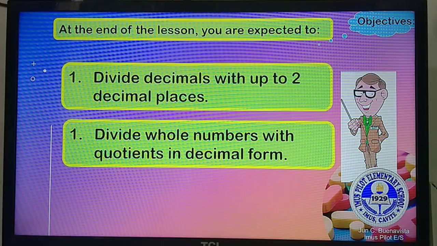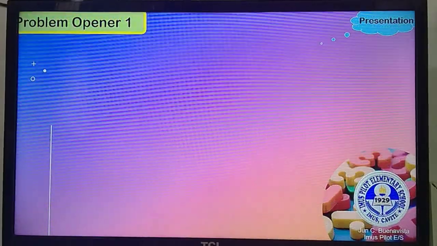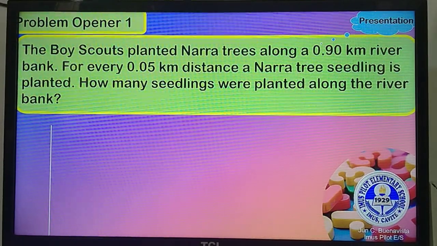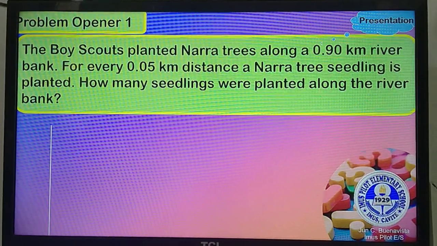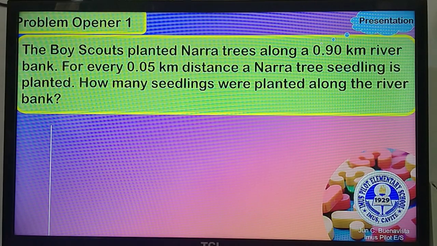Okay, now, I have here a problem opener. For problem opener number 1, this is for our lesson number 1. The Boy Scouts planted narra trees along a 100-kilometer river bank. For every 500 kilometer distance, a narra tree seedling is planted. How many seedlings were planted along the river bank?